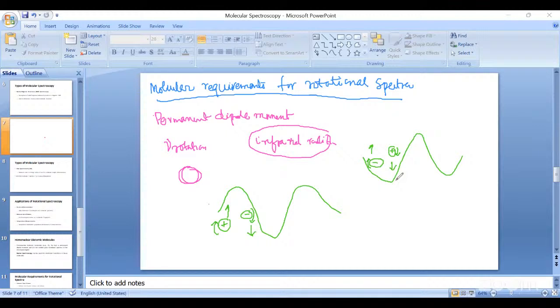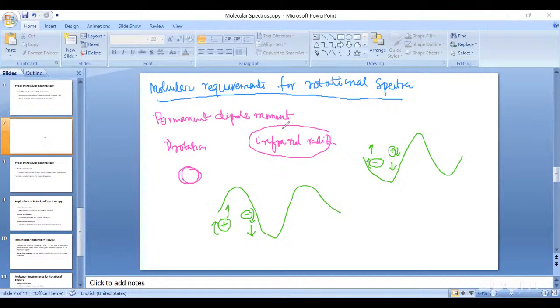Thus, the production of the absorption spectrum is due to the electric dipole moment of the molecule. Homonuclear molecules have no dipole moment, and hence there is no absorption in the infrared radiation. As we discussed, homonuclear molecules can be observed in a different spectrum, that is the rotational Raman spectra.